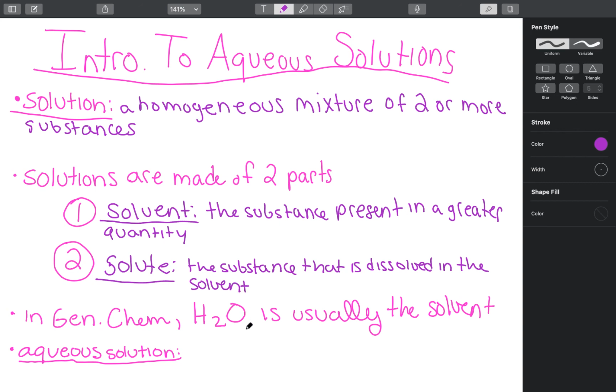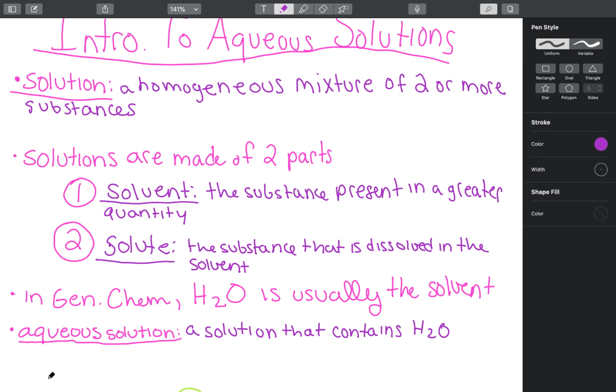Now in Gen Chem, H2O, or water, is usually the solvent, and these types of solutions are called aqueous solutions. So an aqueous solution is a solution that contains water. And when you're talking about aqueous solutions in general chemistry, water is usually the solvent.